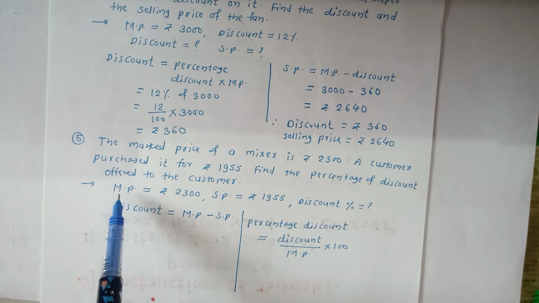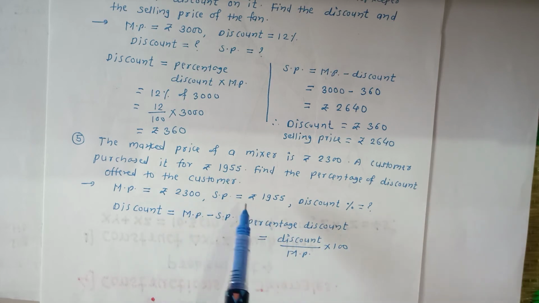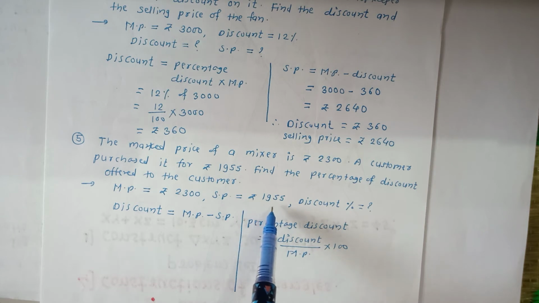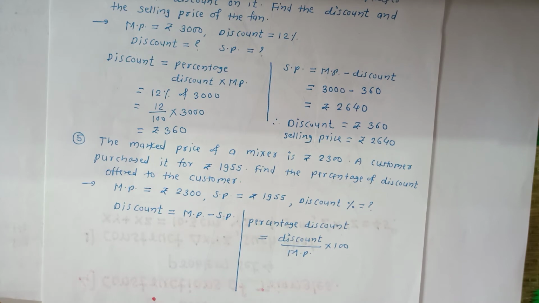Here we are given mark price, MP, as rupees 2300, and what the customer purchases for is, for the shopkeeper, the selling price. Selling price is equal to 1955 and we have to find the discount percent. At first we have to find the discount.